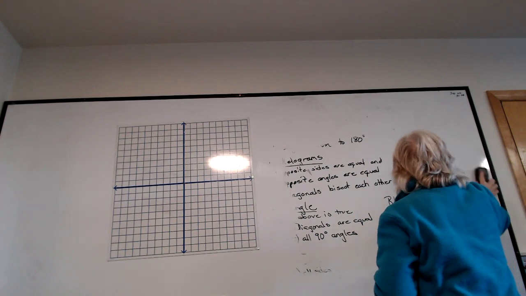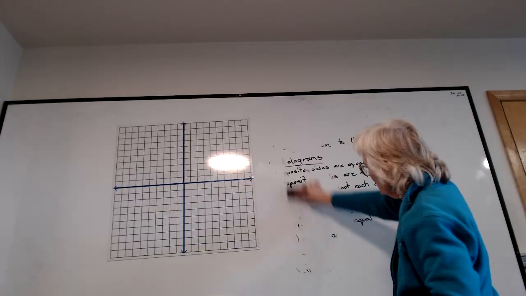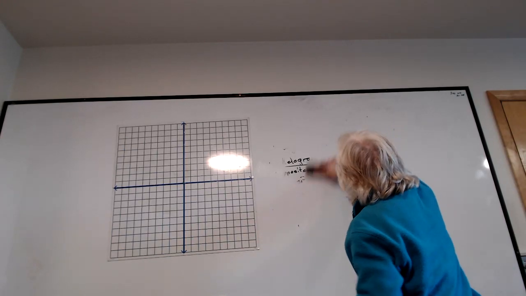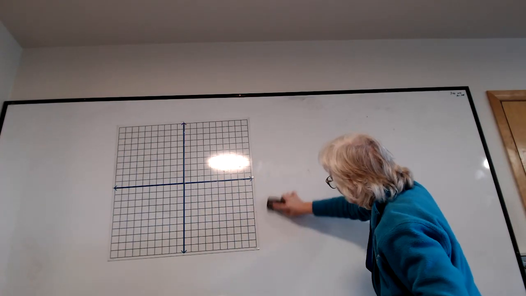Draw a rectangle. We're going to make the rectangle nice and easy so we can see it. We don't have to do a ton of work. But we're going to review a little bit first. Okay?